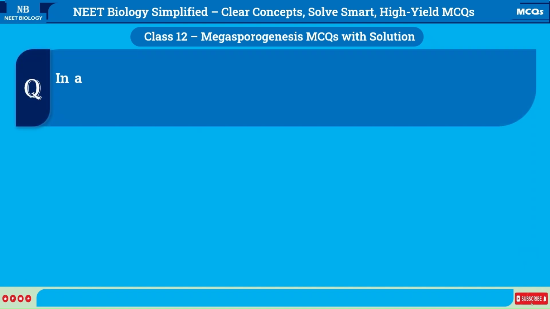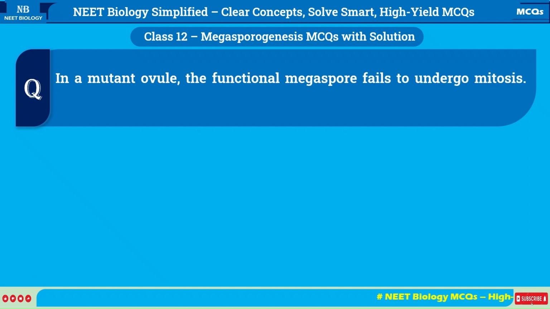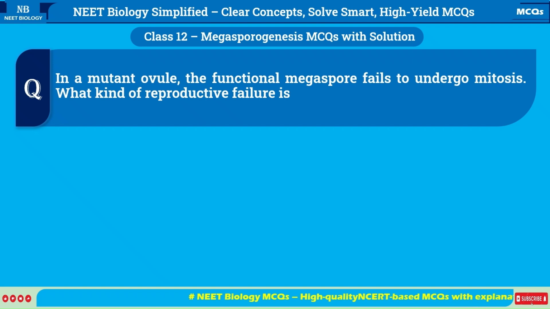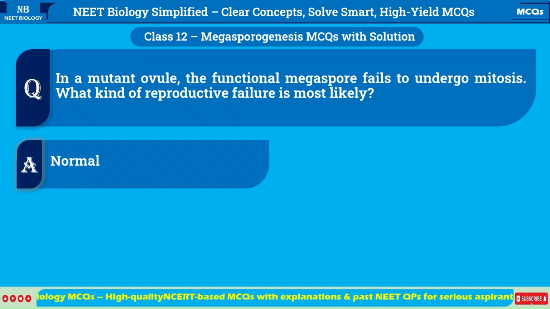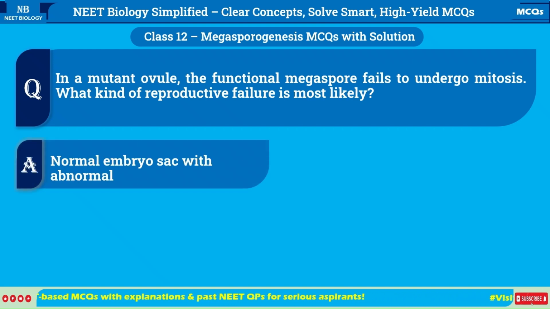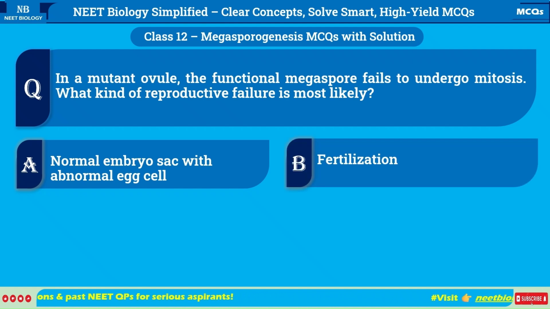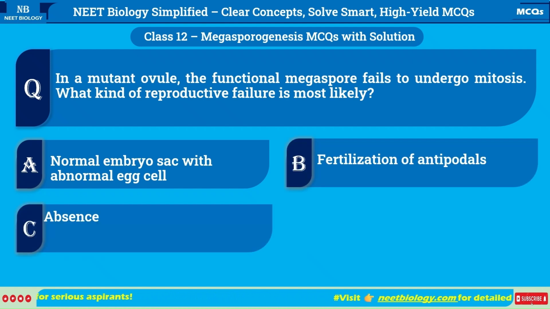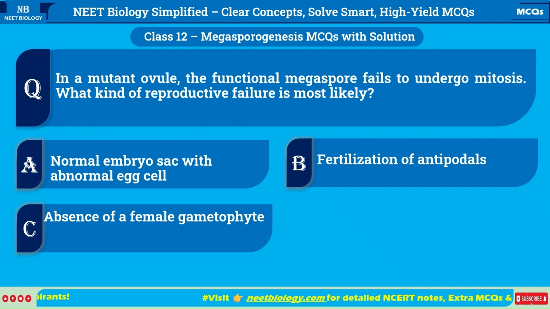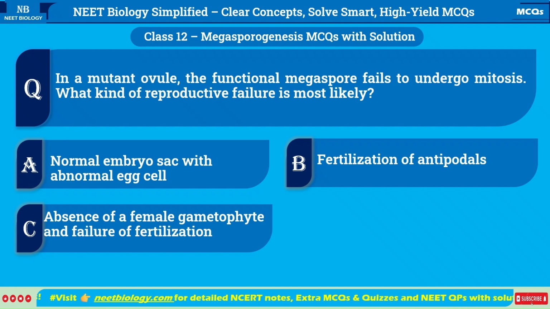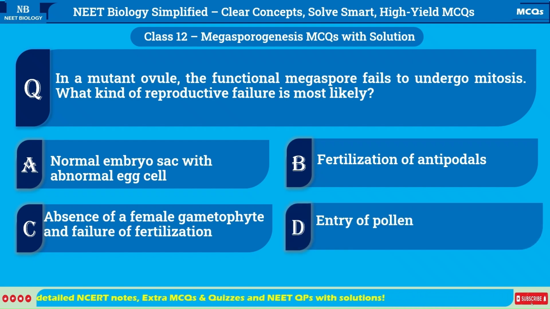In a mutant ovule, the functional megaspore fails to undergo mitosis. What kind of reproductive failure is most likely? A. Normal embryo sac with abnormal egg cell. B. Fertilization of antipodals. C. Absence of a female gametophyte and failure of fertilization. D. Entry of pollen tube into nucellus.